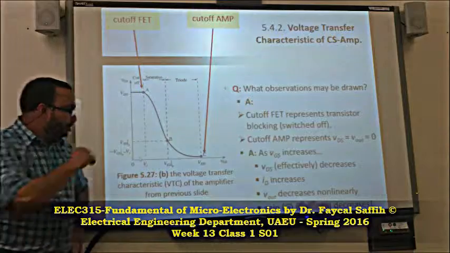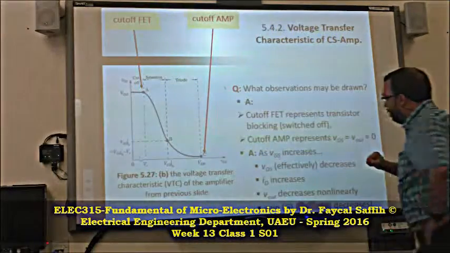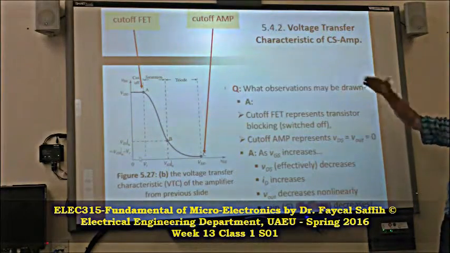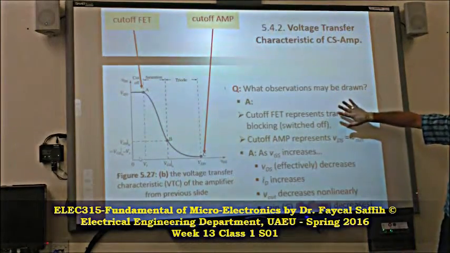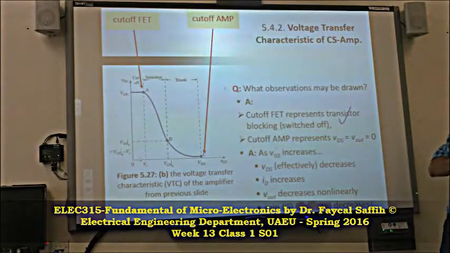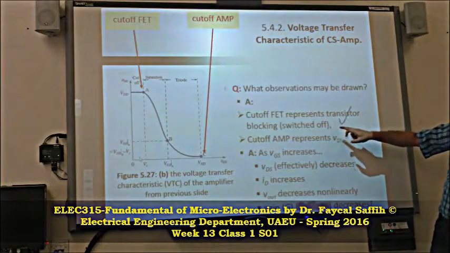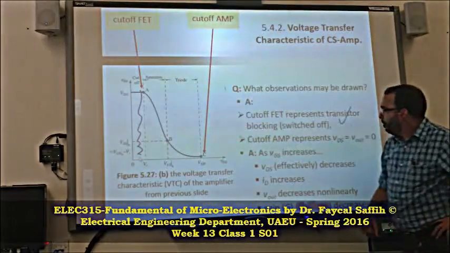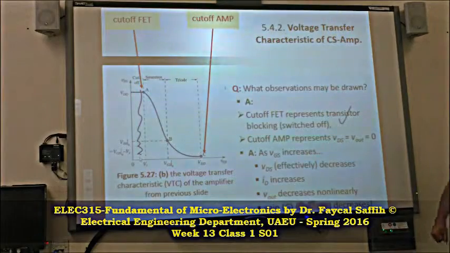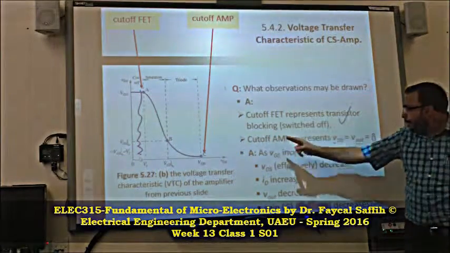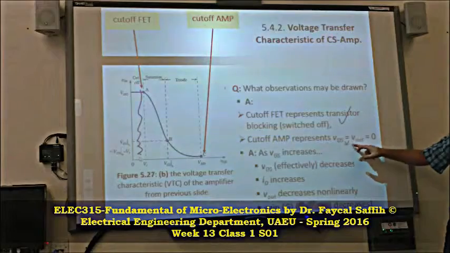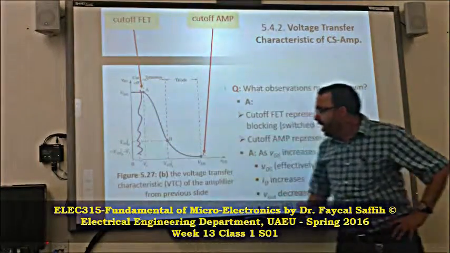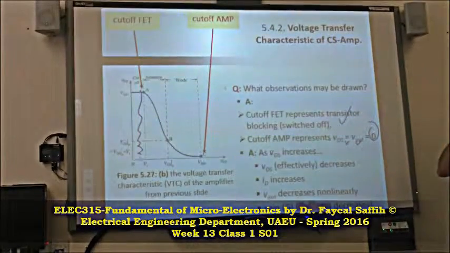Okay? Now, these are the observations here. What observation can we get from here? It's the cutoff of the transistor here. We said it. This region is the cutoff of the FET, and the cutoff of the amplifier happens where VDS, which is the output, is equal to 0 here. It's extremely small. You can consider it 0. You can calculate that as well.